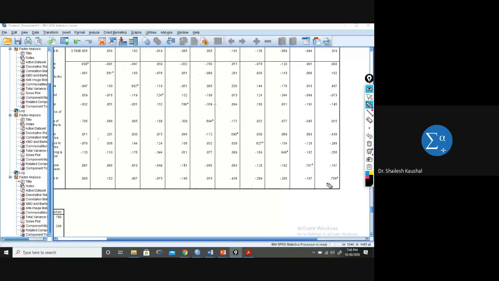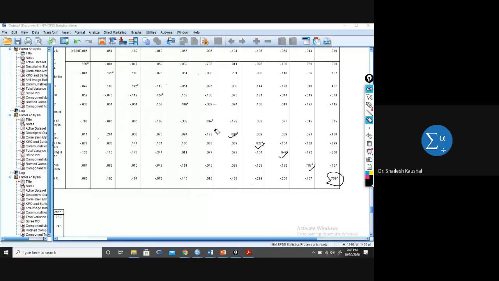So here you can see, I'm showing it through this also. This is greater than 0.5, greater than 0.5. Now I am interpreting the final results. So as far as assumptions are concerned, there is no problem.